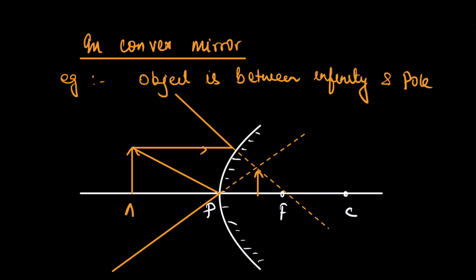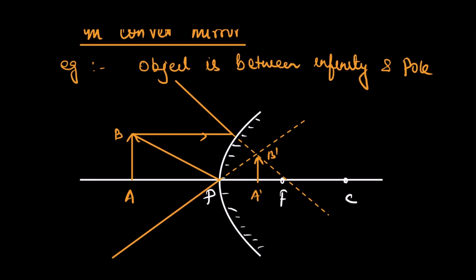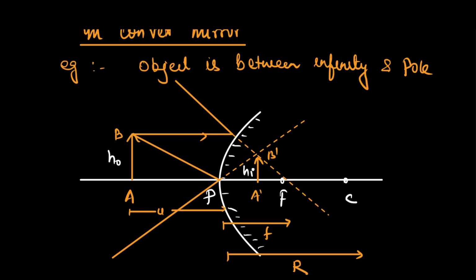So if this is our AB, this is our A dash, B dash. AB means height of object. This is height of image. Here this distance is our focal length F, and this is our radius of curvature R. Now AP is our U and A dash P is our V.